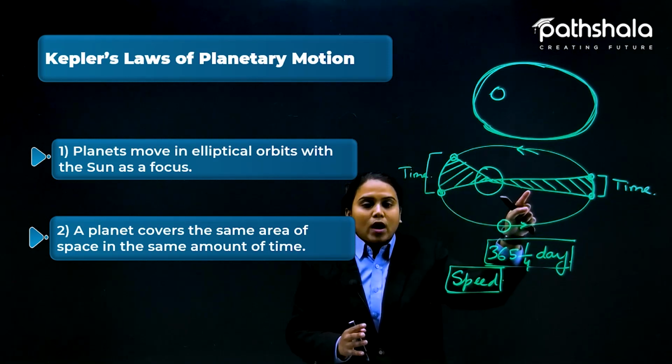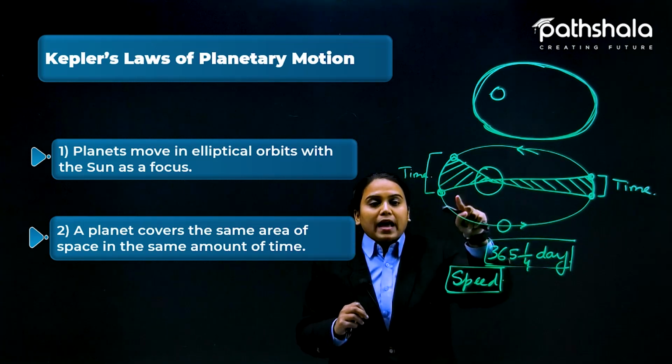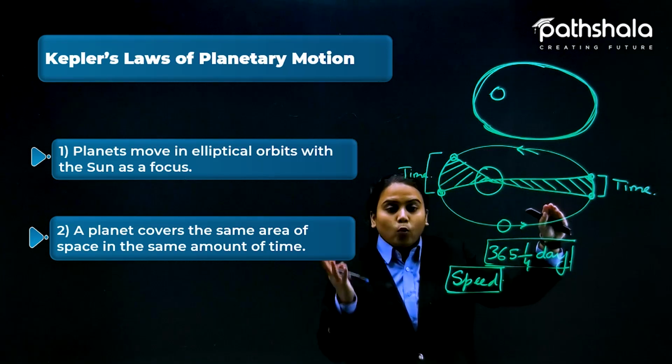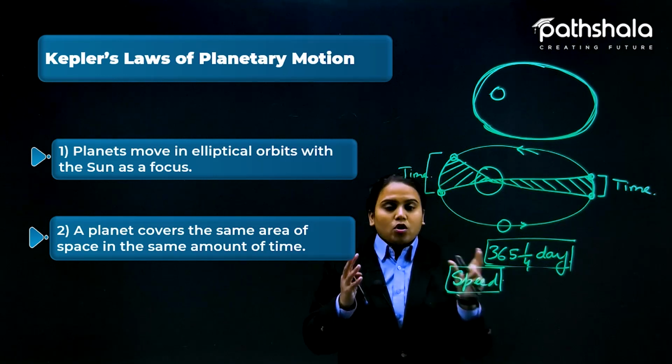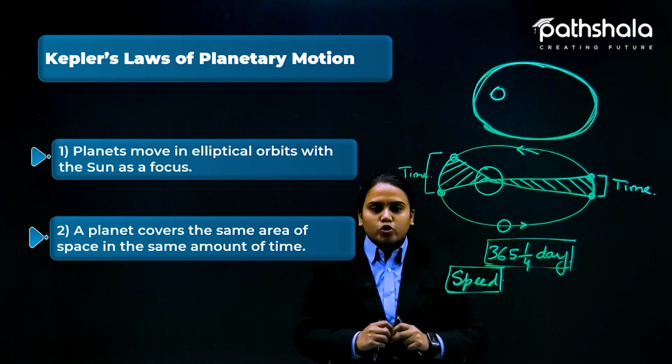Because the area swept, according to the second postulate, the area swept by the planet when we connect this thing, is equal. So for that, the speed has to change. Okay, so this is the second postulate of Kepler's law of planetary motion.